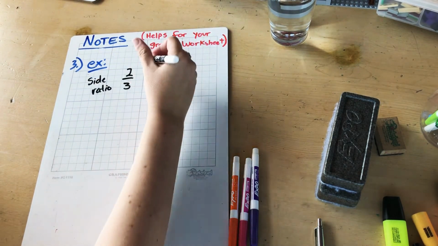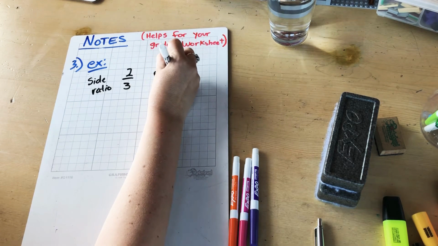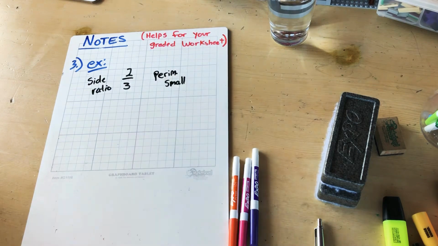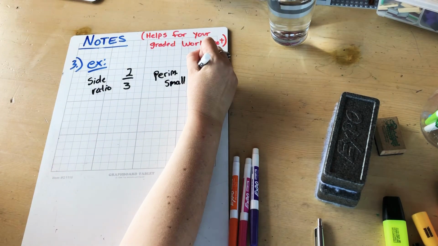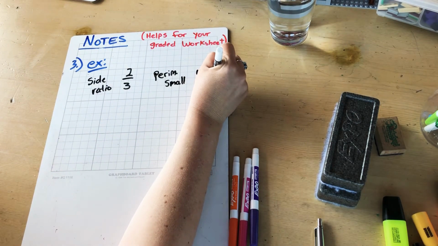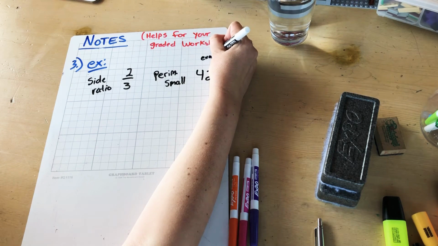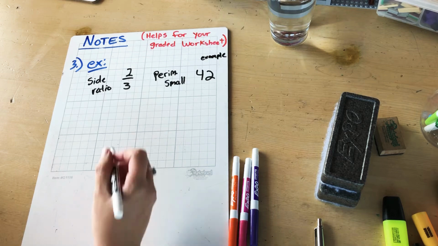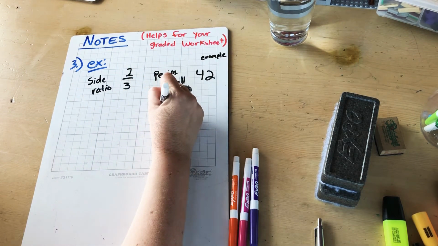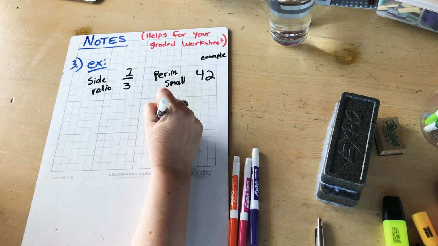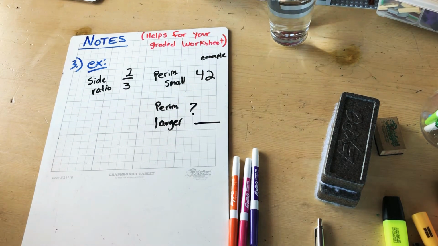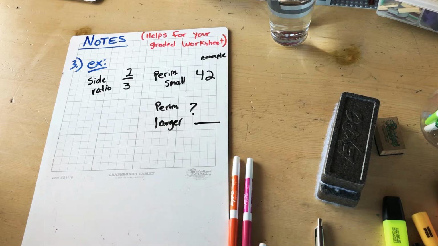All right, the perimeter, not area, but perimeter of the small one is, say, 42. Okay, because this is just an example. It's not your worksheet. 42. What is the perimeter of the larger one? So perimeter, larger, no idea. We have to find it. So again, this is all going to be cross-multiplying.